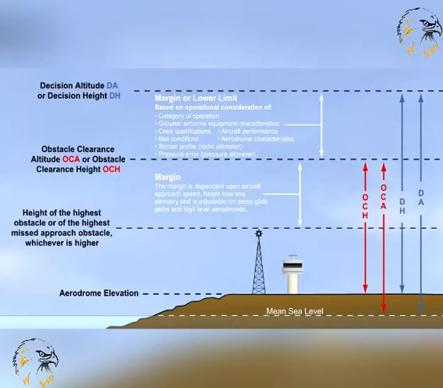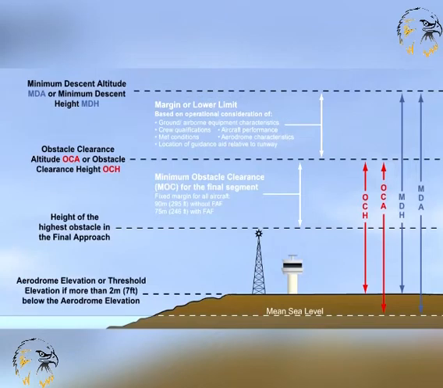in the diagram. The OCA or H for a non-precision approach procedure is defined as the lowest altitude, OCA, or height, OCH, above the aerodrome elevation of the relevant runway threshold, if the threshold is more than 7 feet below the aerodrome elevation, below which the aeroplane cannot descend without infringing the appropriate obstacle clearance criteria.